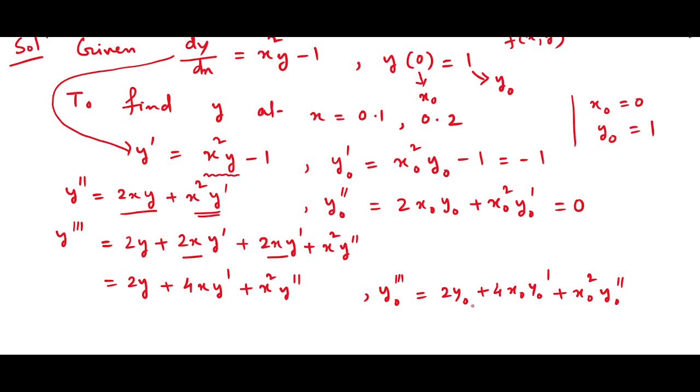So all the values we know. y naught is how much? y naught is given in the question. You see the initial value, this one. y naught is 1. So it is 2 plus. In the other two terms we have x naught, so x naught is already 0. So our second term and third term will become 0. So we have 2. So the third order is not 0 here. So let us find the fourth order.